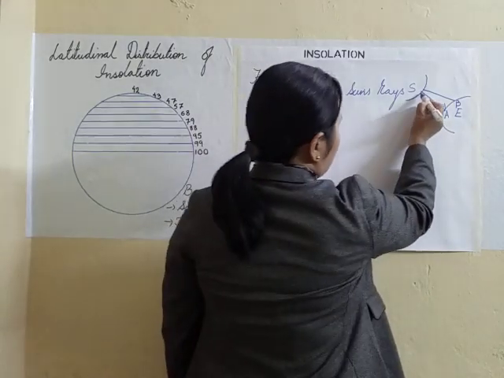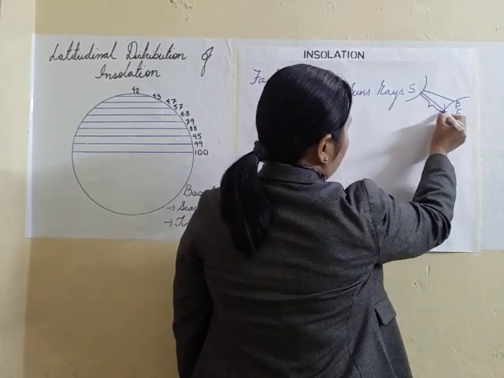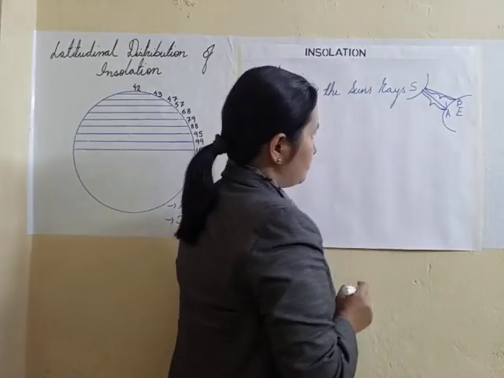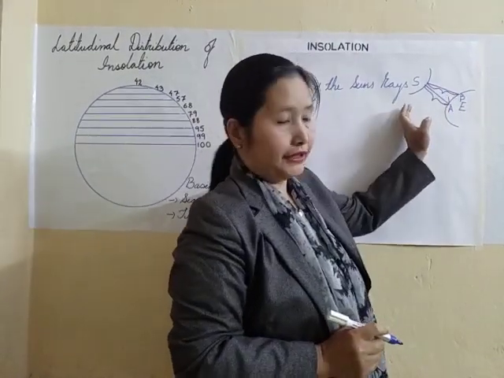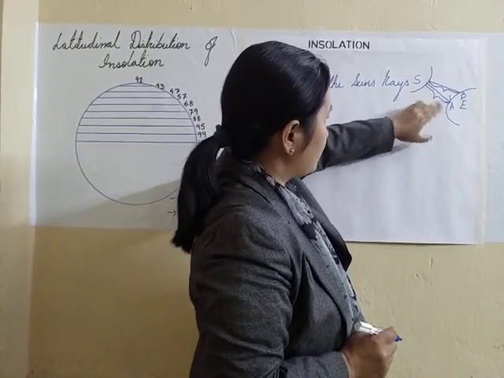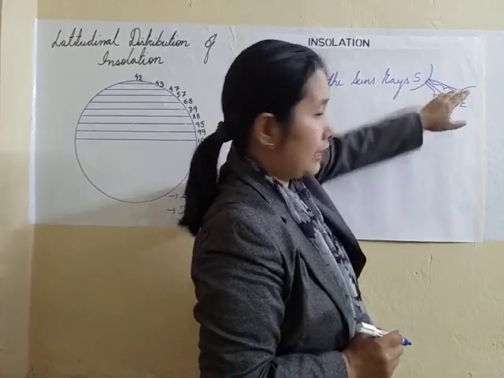Okay, now we will see the distance between the sun and the place A and the sun's rays and the place B. B will be definitely more, A will be shorter. So the insolation received at A will be more than B.